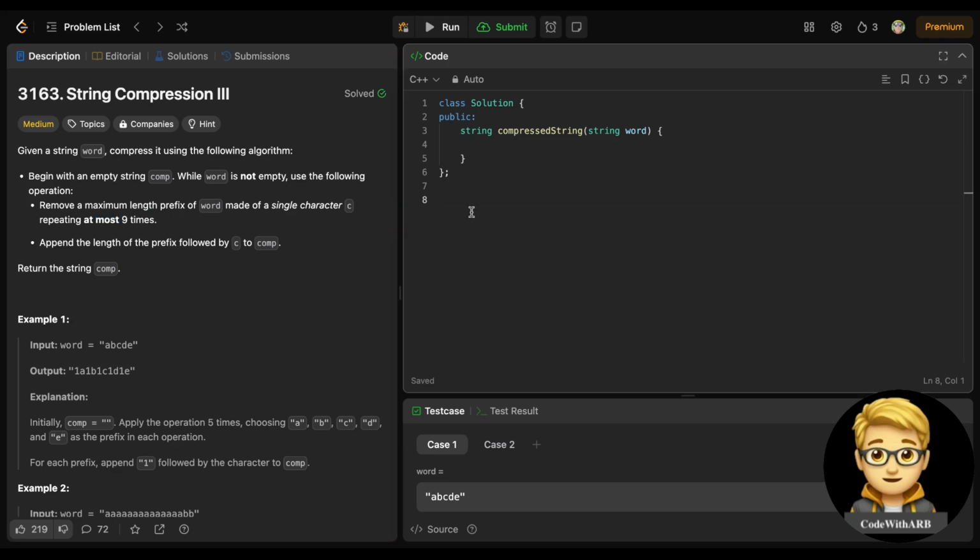Suppose this a is present greater than 9 times, then we will write 9a. And after completing this 9, we will start counting again from 1, and then the number of counts, like 3a or 4a, something like that. So at most I can write 9 times a, then 4 times a, like this. And the second operation is to append the length of the prefix followed by c to com.